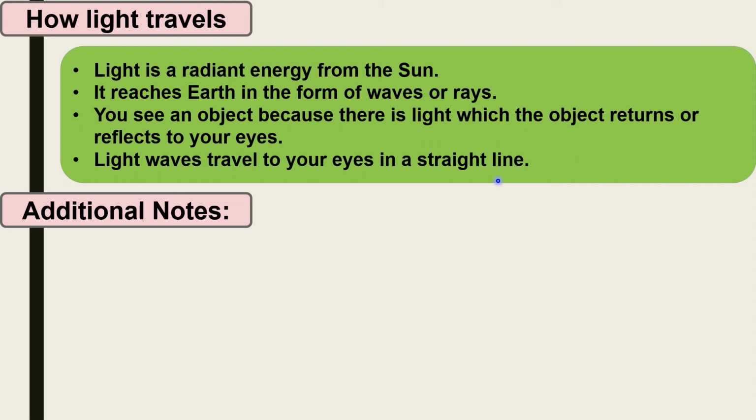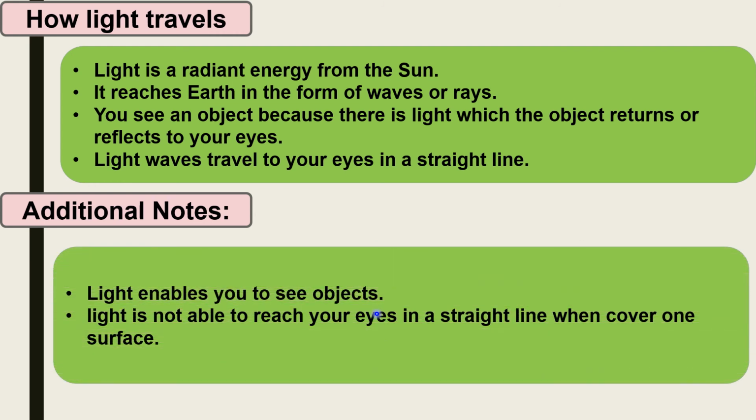An additional note for light: light enables you to see objects. Light is not able to reach your eyes when a surface covers it. For example, if I have a flashlight and I turn it on toward a wall, and I put a wall in front of it, the light will not pass through to the other end because light travels in a straight line.